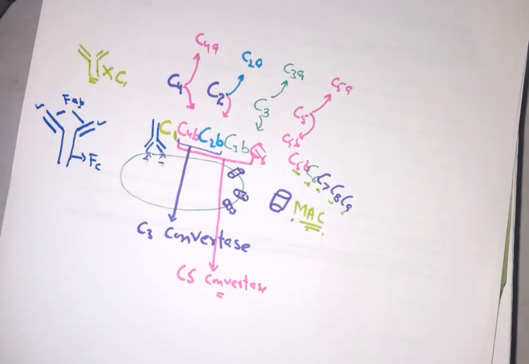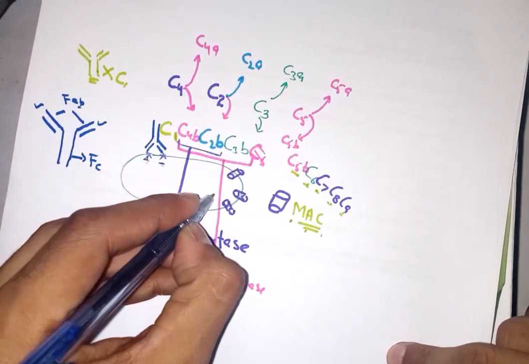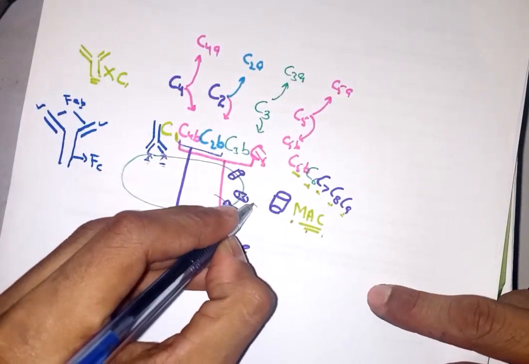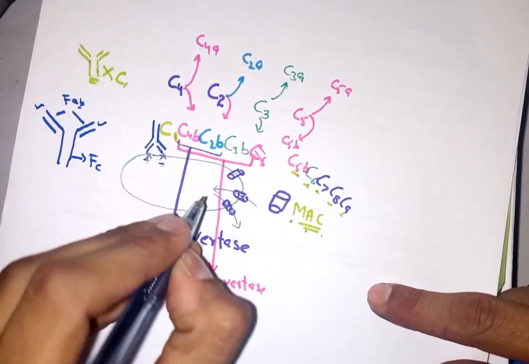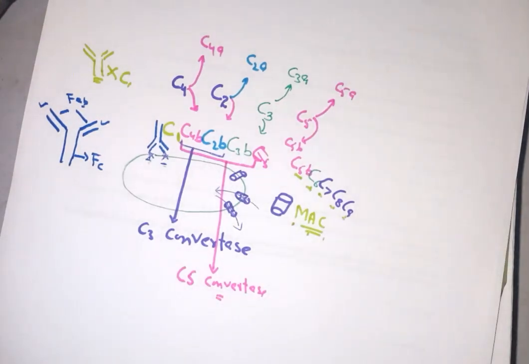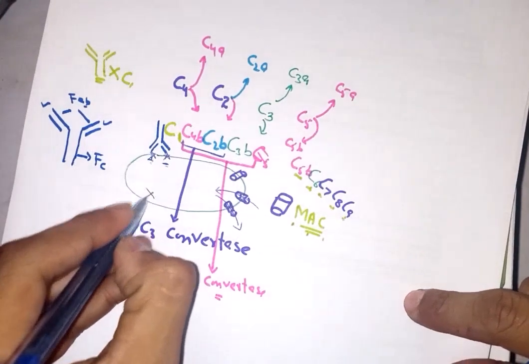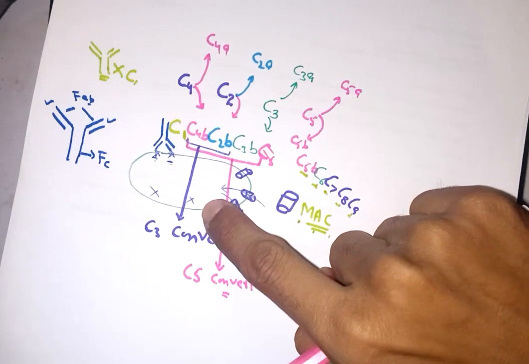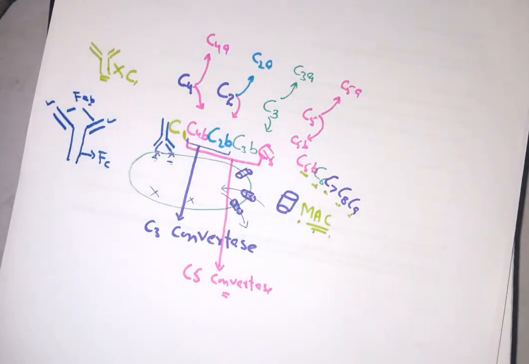So it means all the important components will start leaking out of the cell, and undesired or harmful substances will start moving inside the cell, which will result in bacterial death, and ultimately the bacteria will lyse. It will be broken down. Okay, so this is the first function of this complex MAC, or the complement system: cell lysis, or microorganism or pathogen lysis.